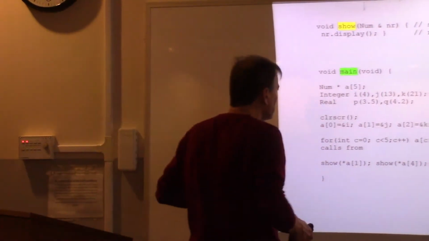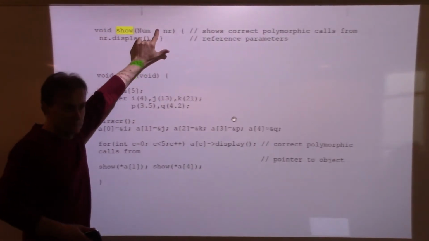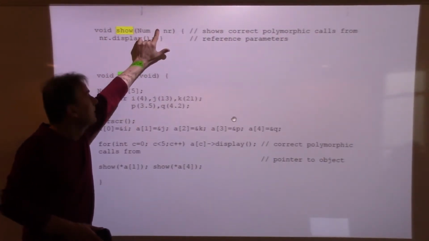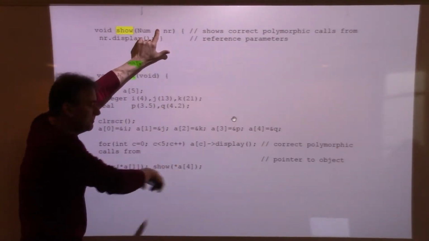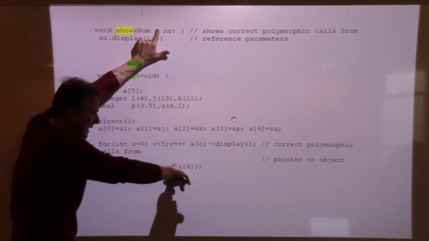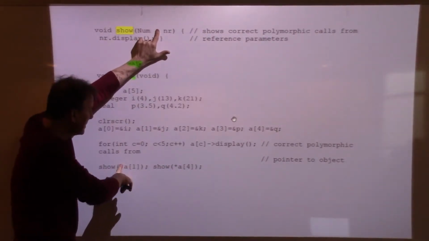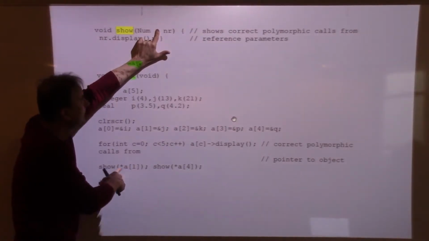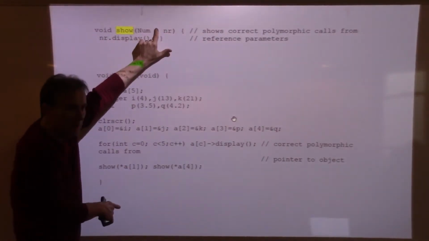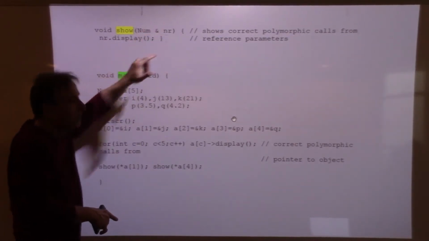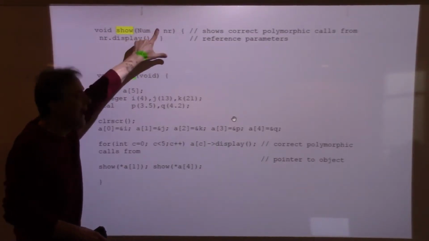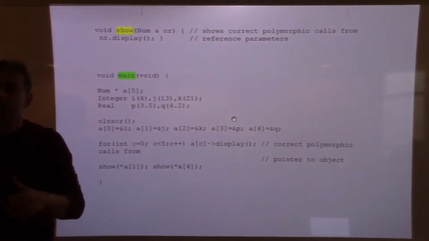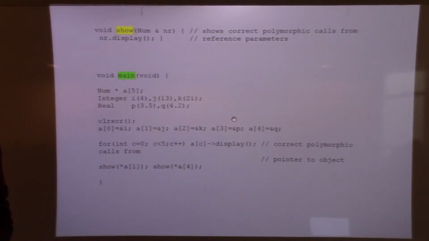So, for example, if I did this, there would be a problem. First of all, I'd have to take away this, right? And I'd have to take away this, which might be closer to correct, but there would be a problem. The problem is that A1 is an integer, NR is a num, and integer is a num, but because I'm passing it by value, the display method will have to come from num. But there isn't a display method for num because it's pure virtual.